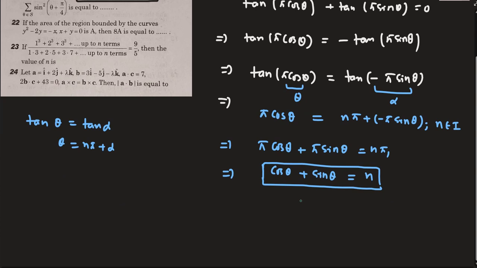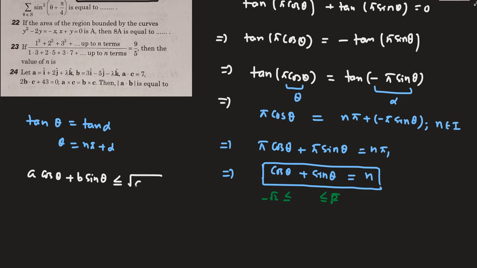Now this is a trigonometric equation, and it will be solvable only if we have some criteria, because the maximum and minimum value of this function is plus root 2 and minus root 2. How can we get this result? All of you know about it: for a cos theta plus b sin theta, the maximum value is root over a squared plus b squared, and its minimum value is minus the same thing. Here a is 1, b is also 1. So we have the range on the left hand side, which means n should belong to minus root 2 to plus root 2.